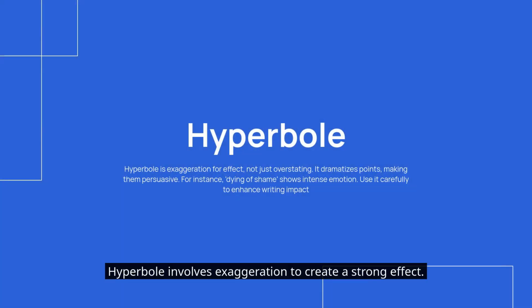Hyperbole involves exaggeration to create a strong effect. It's more than just exaggeration. It's taking things too far. For example, "I am dying of shame" conveys intense emotion. This technique can dramatize a point, making it more persuasive. Use hyperbole carefully to enhance your writing's impact.